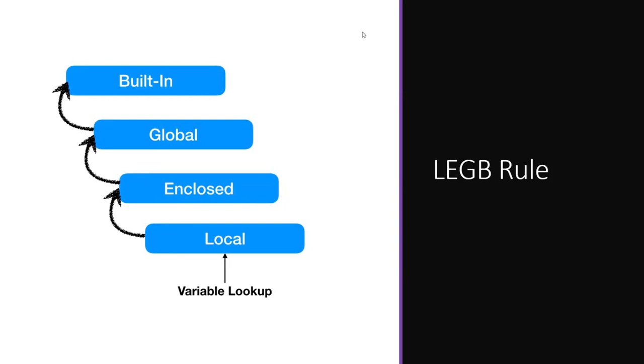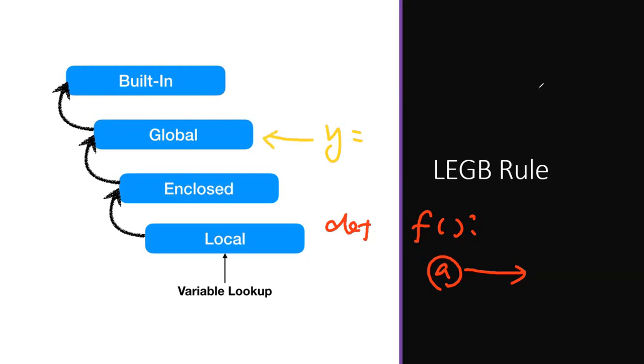Okay, local we know it. Local variable is in the f function, and we do have a. So this a is a local variable, right? Global is actually okay. We do have a y outside of this f function, so this y is a global reference, right? Built-in is like default Python has a built-in, such as the len function, that is a built-in, right? And what is enclosure? Enclosure is between global and the local.